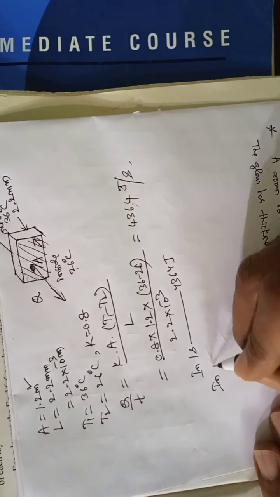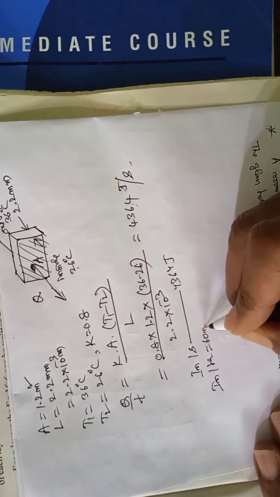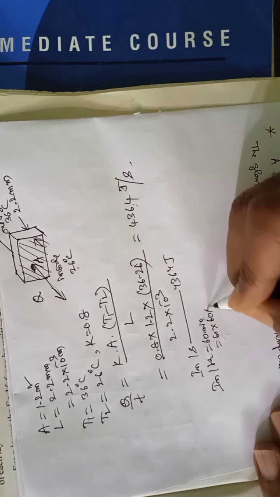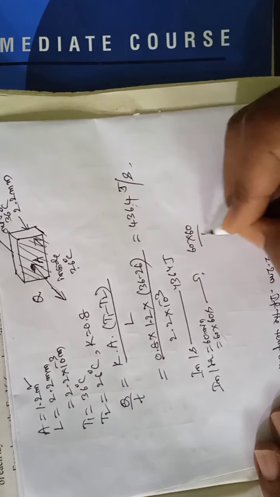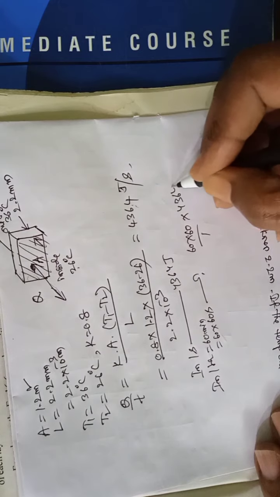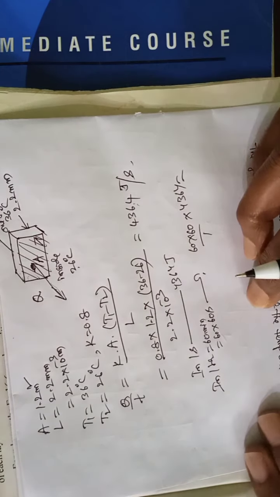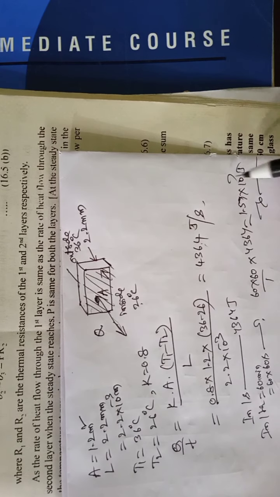So in 1 hour, meaning 60 minutes, 60 minutes means how much? 60 into 60 by 1 into 4364. So in 1 hour we get 1.57 into 10 power 7 joules.